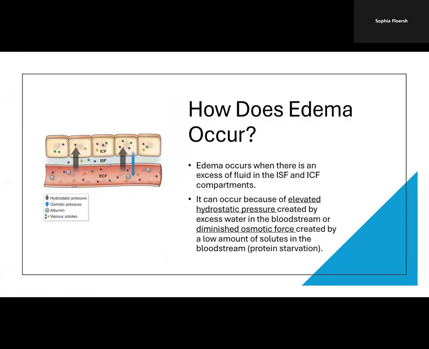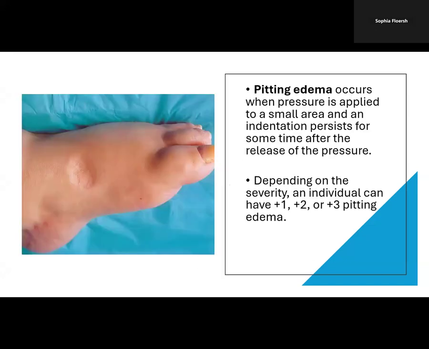How does edema occur? Edema occurs when there is an excessive amount of fluid in the interstitial fluid and in the intercellular compartments. It can occur because of elevated hydrostatic pressure created by excessive water in the bloodstream or diminished osmotic force, creating a low amount of solutes in the bloodstream. So if you have protein starvation, it can cause them to develop edema. Pitting edema occurs when pressure is applied to a small area and an indentation persists for some time after the release of pressure. Depending on the severity, an individual can have +1, +2, or +3 pitting edema.